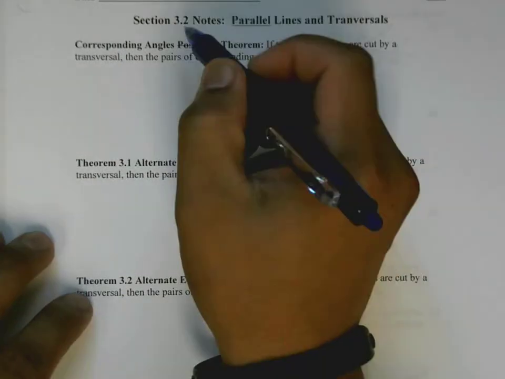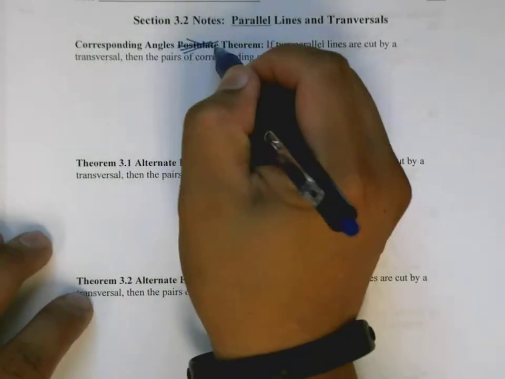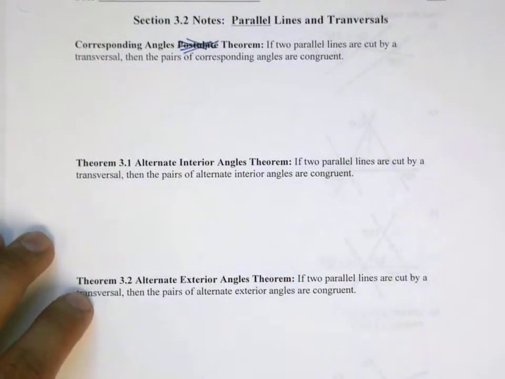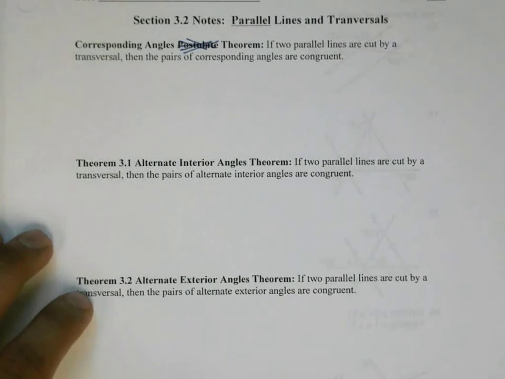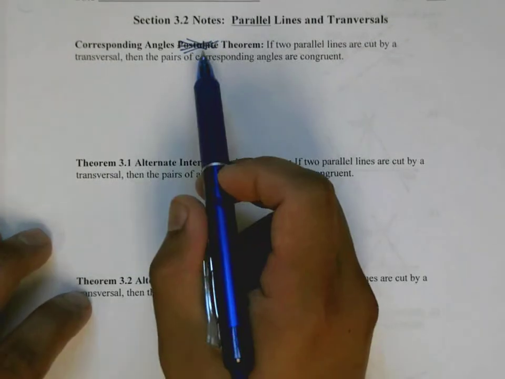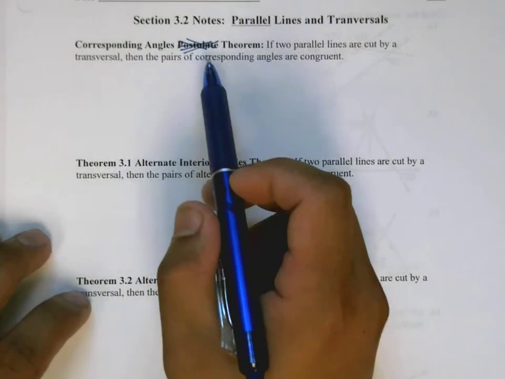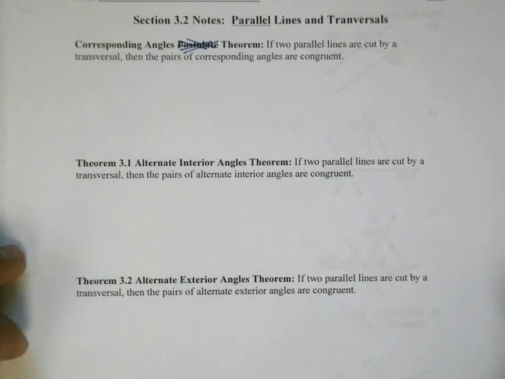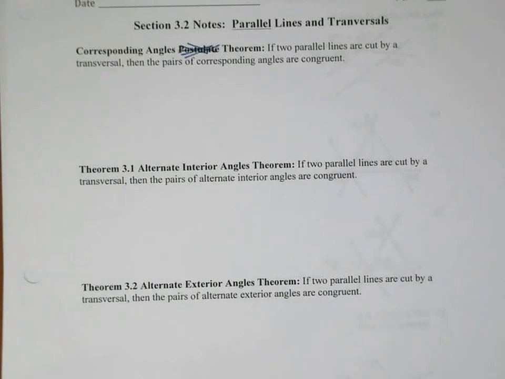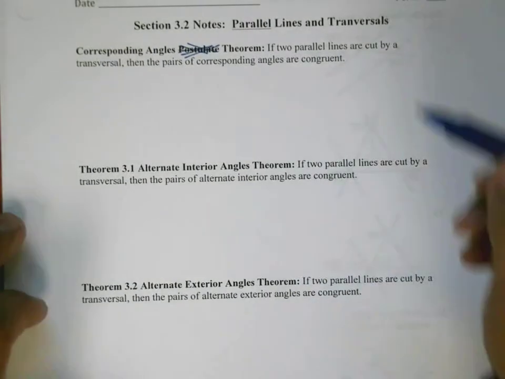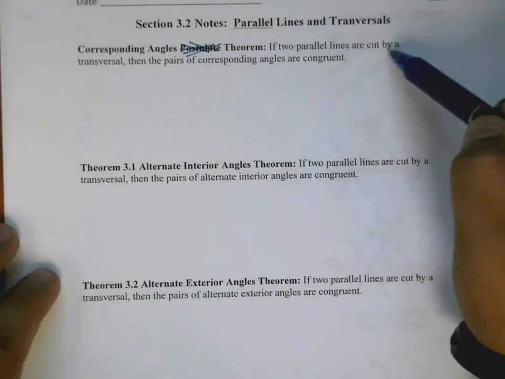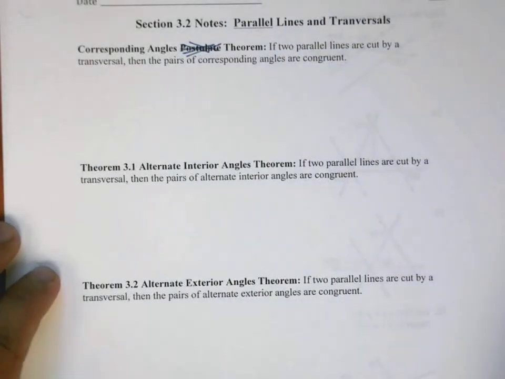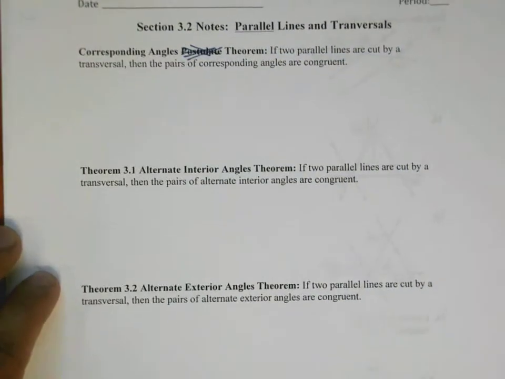Okay, now I've deliberately written in the word postulate and crossed it out. This is because many textbooks will call this a postulate, but it's really not true. It's actually a theorem. This can be proved. We're not going to prove this in this video, but please know that this can in fact be proved. Okay? Well, let's see what this says. If two parallel lines are cut by a transversal, then the pairs of corresponding angles are congruent.